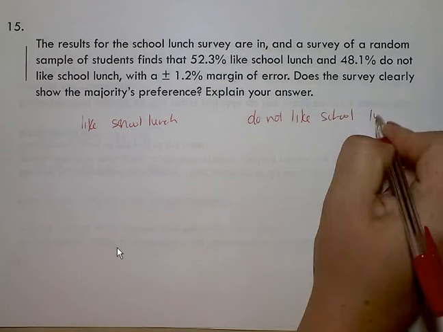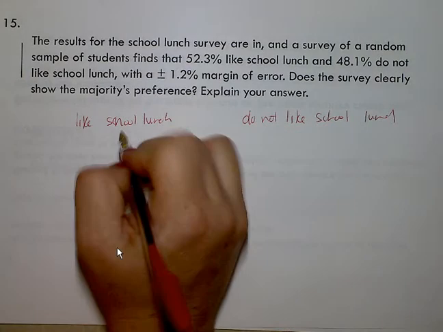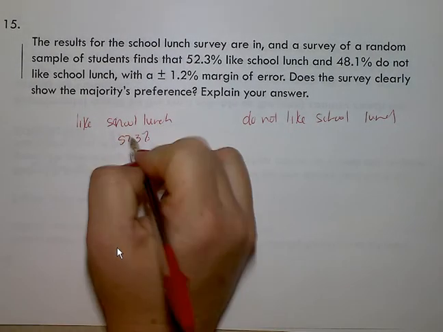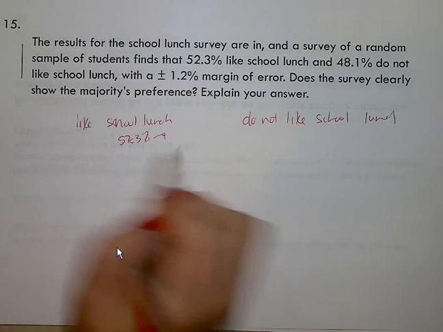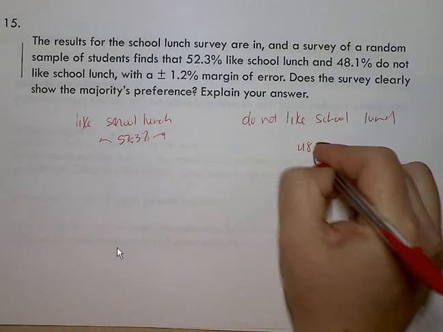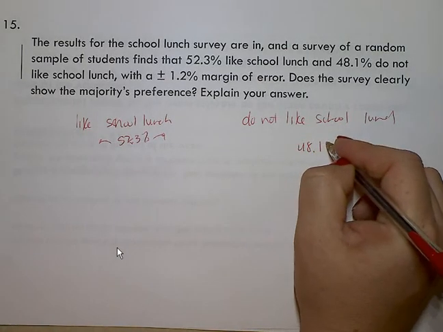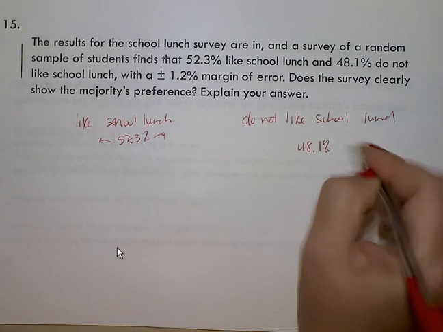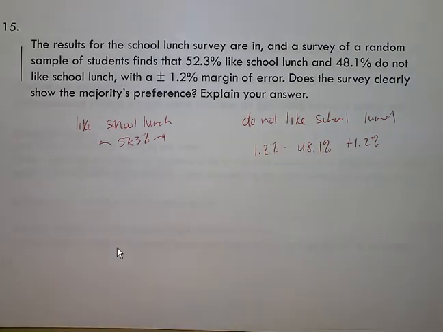So we want to find the range here, the true range. Please take 52.3% males. I'd like you to add 1.2% and subtract 1.2%. Females, you're going to represent the ones that do not like school lunch. Take 48.1% and add 1.2% and subtract 1.2% to get the range for me. Go.